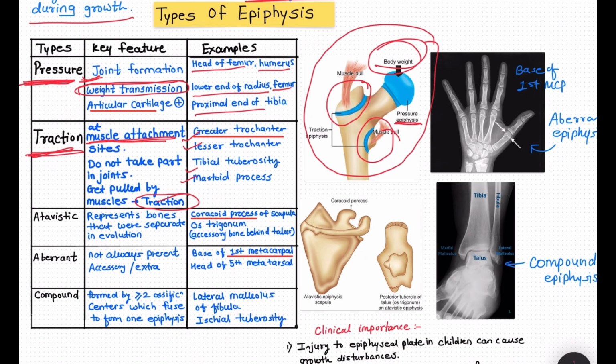The third one is atavistic epiphysis. The atavistic represents bones that were separated in evolution, so it has an evolutionary history. For example, the coracoid process of the scapula. This curved bone present in the scapula represents an atavistic epiphysis. Another example is os trigonum, an accessory bone behind the talus. This is the os trigonum, which is the accessory bone behind the talus bone.